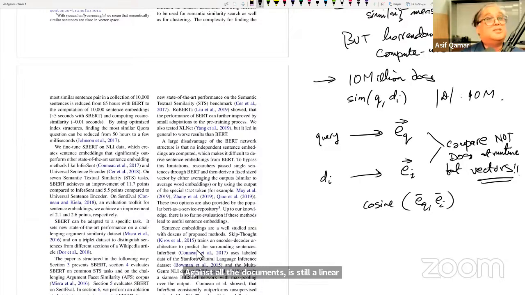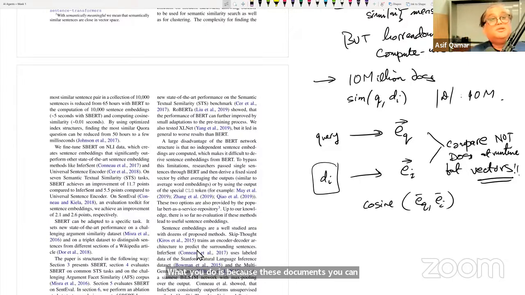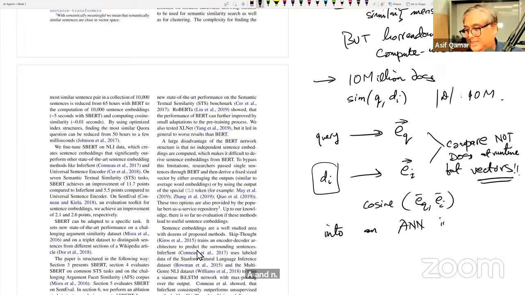But then comes approximate nearest neighbor search algorithms to your rescue. What you do is, because these documents you can pre-index. Remember, you know what documents you'll search from. The only thing you don't know at runtime, at inference time, is the query. The user may enter anything, but documents you know. So you have pre-created the vectors. And what you can do is put these vectors into an ANN, approximate nearest neighbor search index, like FAISS, think FAISS.